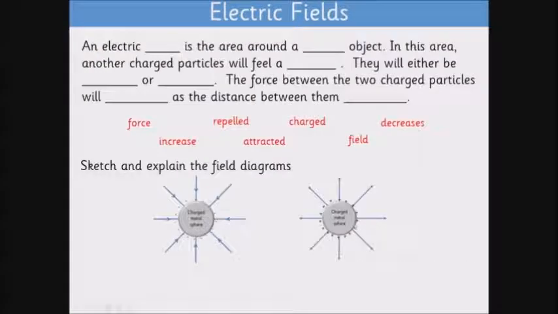Okay, so just make sure you've got the basics. An electric field is the area around a charged object. In this area, other charged particles will feel a force. They will either be attracted or repelled. The force between two charged particles will increase as the distance between them decreases. So as we get closer to these objects, in the first one here, the positive charge would feel a stronger force of attraction. In this one, the positive charge would feel a stronger force of repulsion as we got closer or reduced the distance.